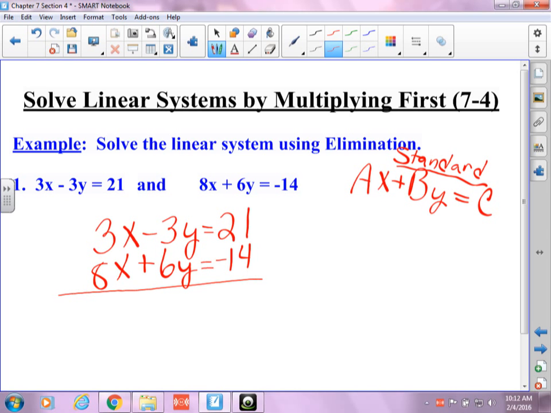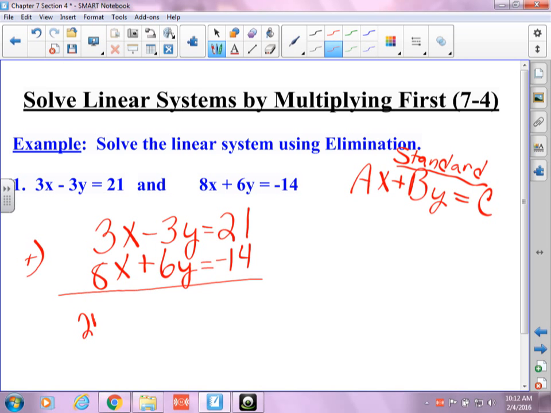Once you write them down underneath each other, don't write what I do, because I'm going to do it wrong. I'm doing it wrong, but I'll show you why in just a minute. So don't write what I'm doing. I'm doing elimination. I'm going to try adding. Okay, so I'm going to put my plus sign out front.